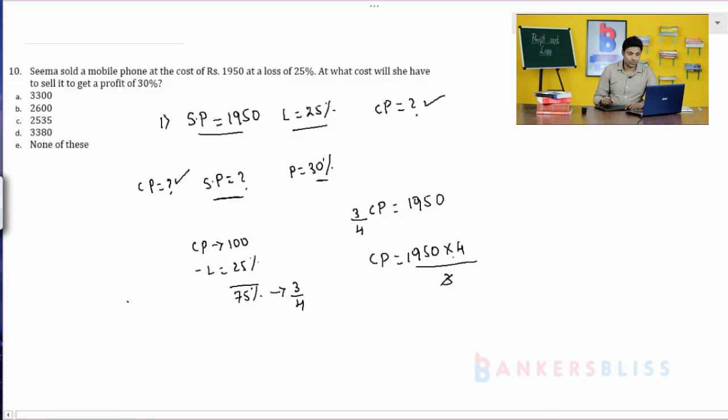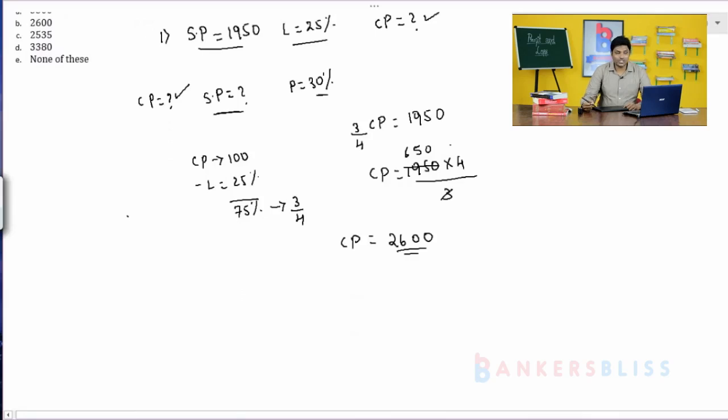So 1950 is divisible by 3. 3 6s are 18, 3 5s are 15, 0. So cost price is equal to 650 into 4. 0, 4 5s are 20, 22 carry over, 6 4s are 24 plus 2, 26. We know the cost price as 2600, we have to calculate the selling price after getting 30% profit.